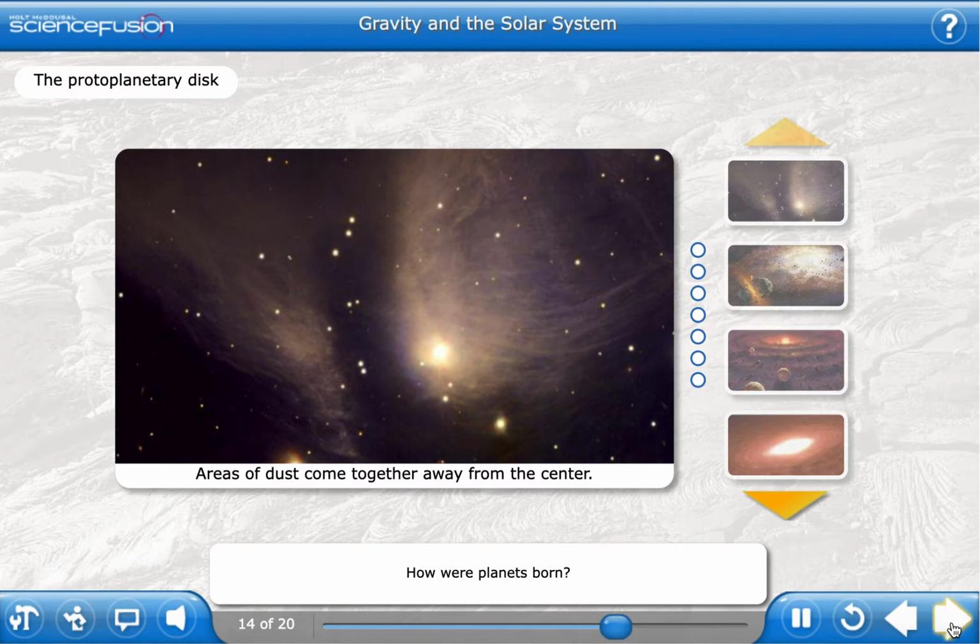How were planets born? Click the images to learn more. Use the up and down arrows to see them all.